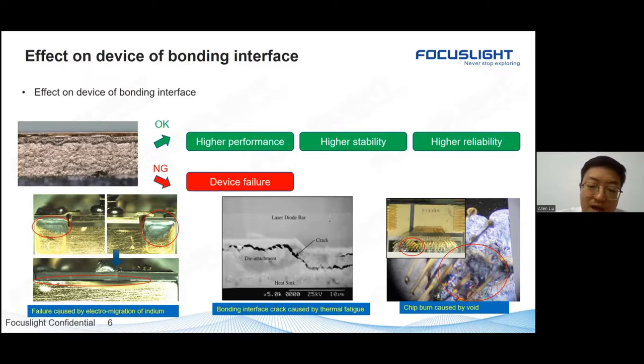When we use some solder with a thermophysical effect, the bonding interface will have a crack, and then the device will fail. Also, when the bonding interface has some voids, because the solder is maybe not uniform, the heat will be higher because the thermal conductivity of the void is not so good, so the device will fail soon.